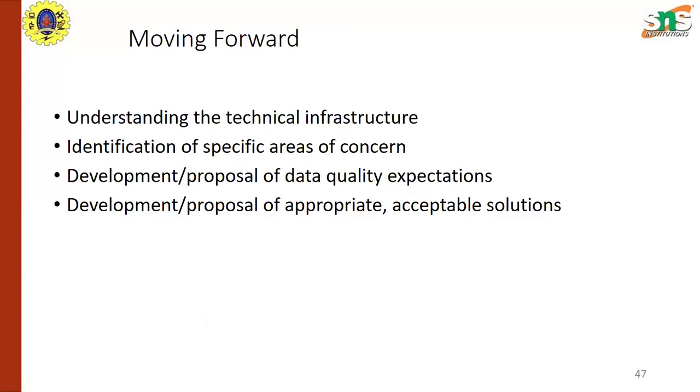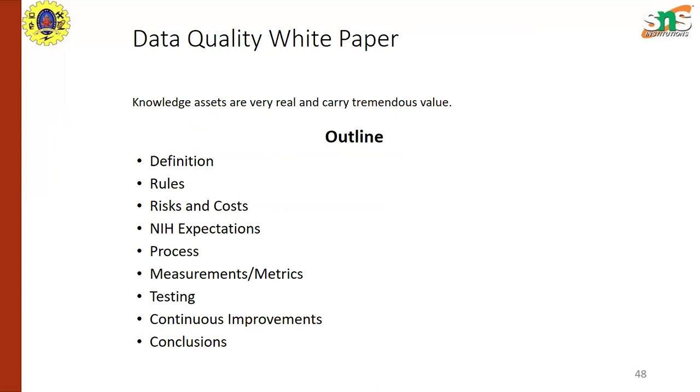First, we have to understand the technical infrastructure, then identify specific areas of concern, and develop or propose data quality expectations and appropriate or acceptable solutions. The data quality outlines: first define the process and rules, then risk and cost, then process, measurements, testing, and conclusions.